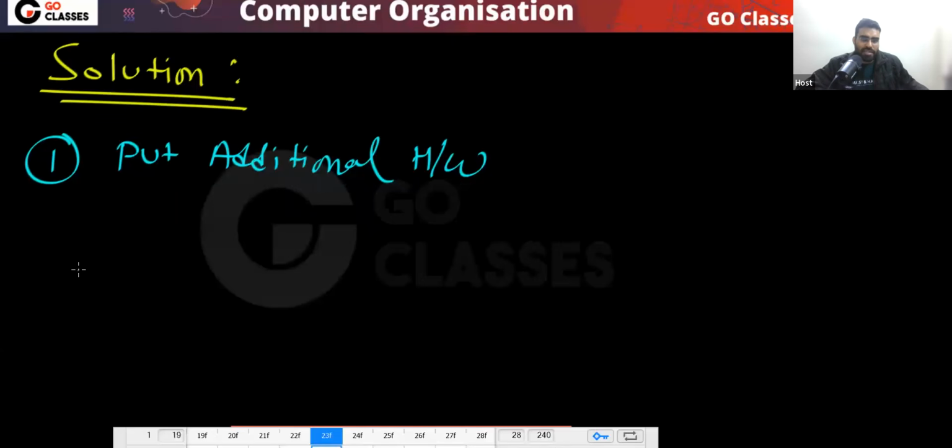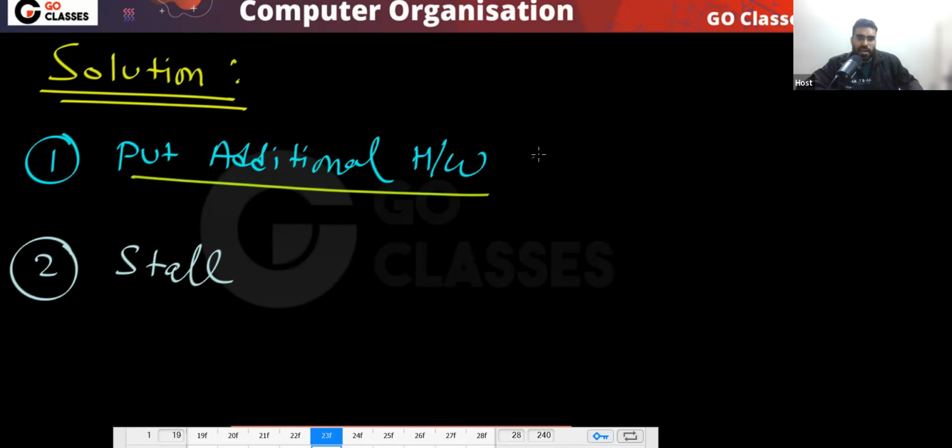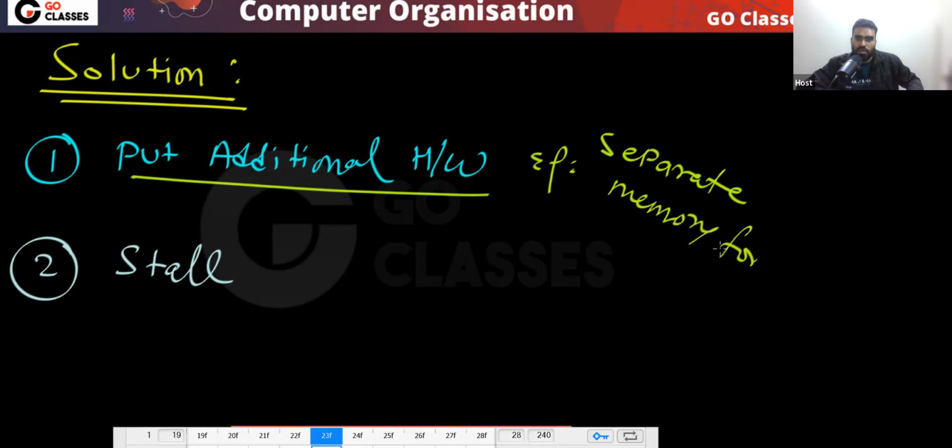If you do not want to increase the cost, if you do not want to put additional hardware, then what will happen? Then stall. Is this clear to everyone? So either you put additional hardware, for example, separate memory for instruction and data, right? If you are very rich, you can do that.